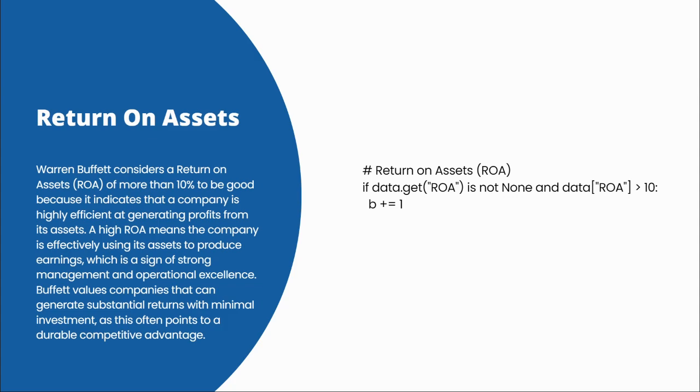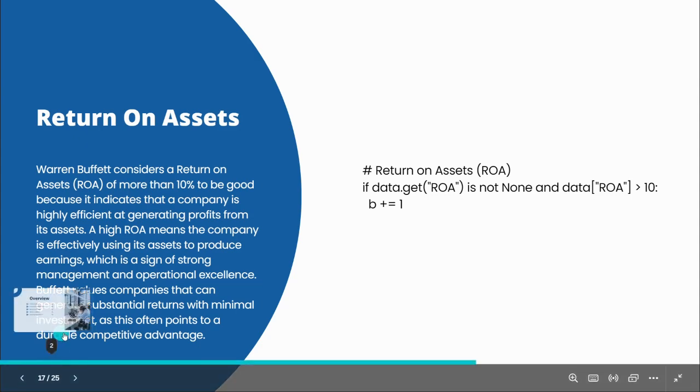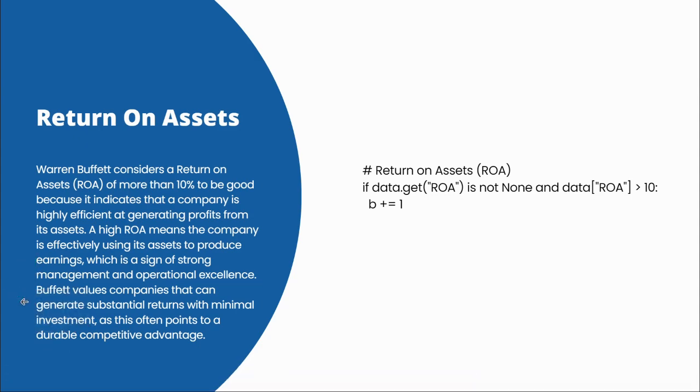ROA, or return on assets, is another metric. Buffett also considers an ROA of more than 10% to be good, because it shows that the company is highly efficient at generating profit from its assets. A high ROA means that the company is effectively using its assets to produce earnings, which is a sign of strong management and operating excellence.